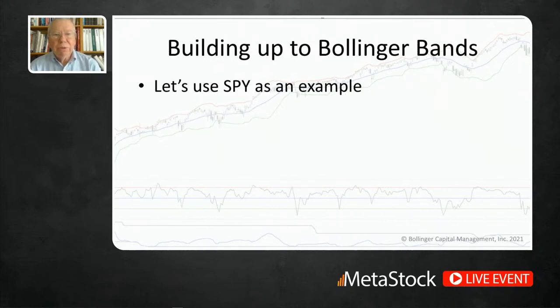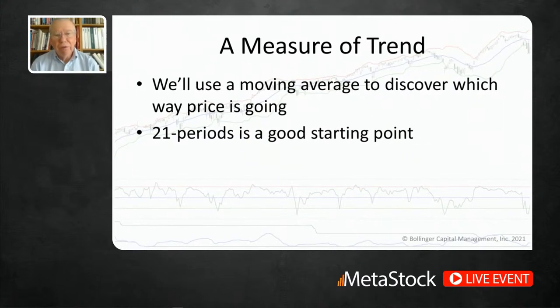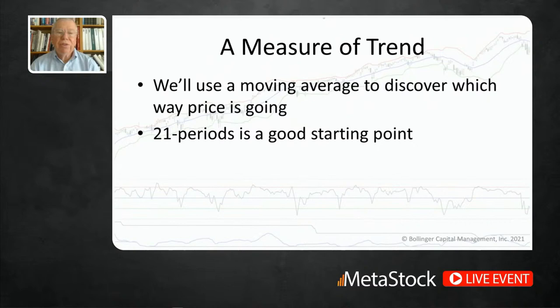So building up to trading bands, let's use SPY as an example today. And we're first going to present a chart with a measure of trend on it. That's the middle band. We'll use a moving average to discover which way price is going on average. 21 periods is a good starting point. It was the starting point when I came into the business. We use 20 as default today.